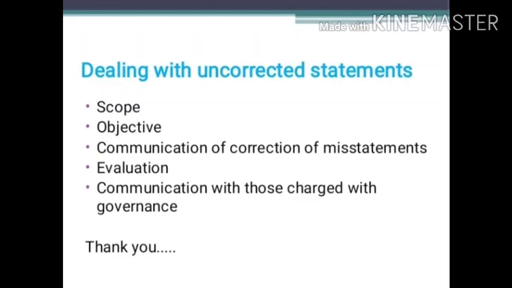So this is the scope, and the objective of the auditor is to evaluate the following: he has to identify the effect of the identified misstatements on the audit and the effect of uncorrected misstatements, if any, on the financial statements. So in simple terms, uncorrected statements are those which are identified and which have an error. The objective says the effect of the identified misstatements on the audit.